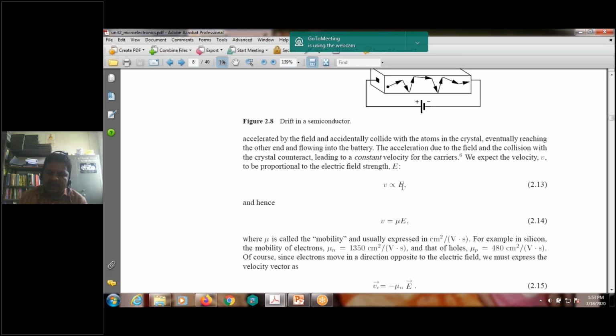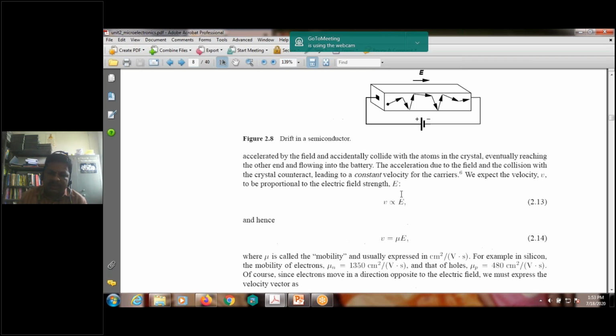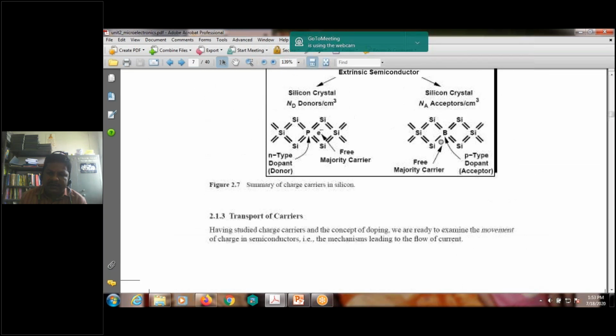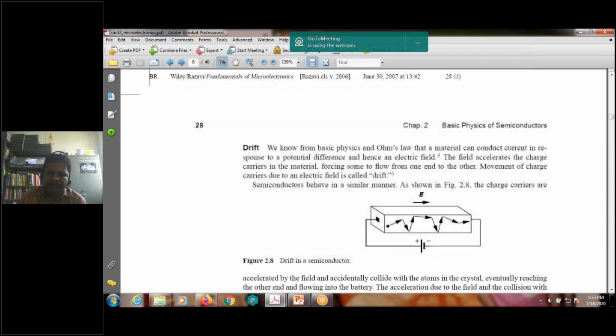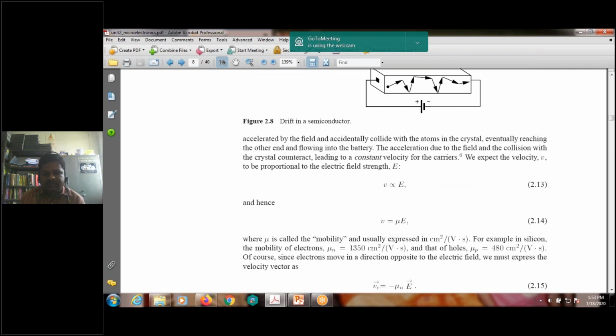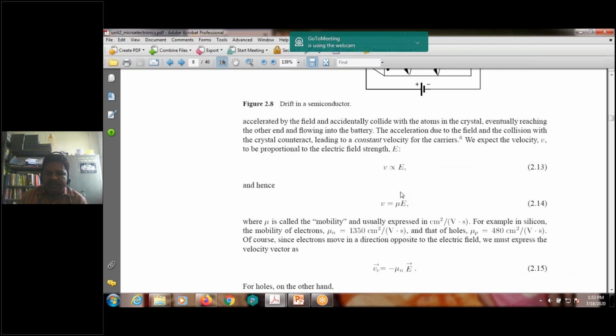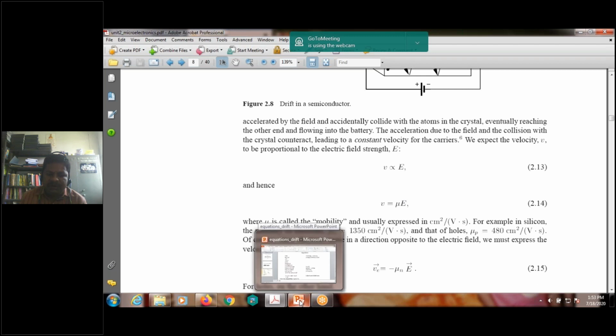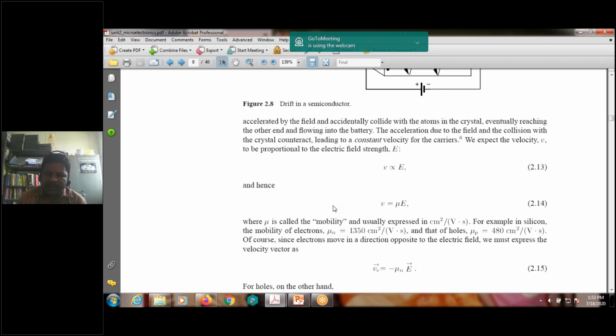And today also we discuss in continuation with the drift, the basic equations and how to find the resistance of a silicon material. And also based on drift, we gave a small exercise problem in last class.